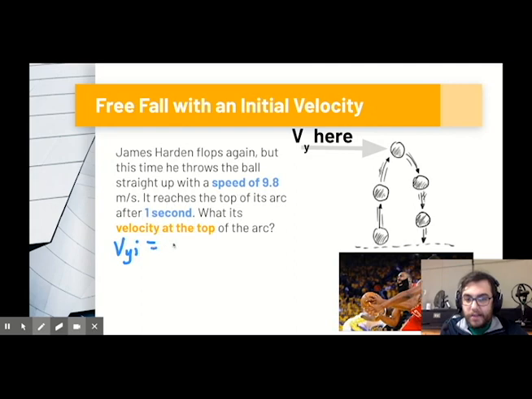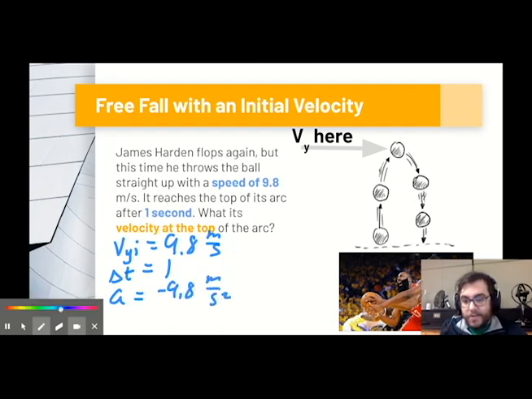I'm just doing that to make sure I hold myself accountable, to keep it consistent. My delta t is equal to 1. And as always, my acceleration is still equal to negative 9.8. Never changes from that number, as long as it's talking about vertical stuff. My unknown is my V final at the top, or the one right here. So right at this point, at the top, is our unknown.